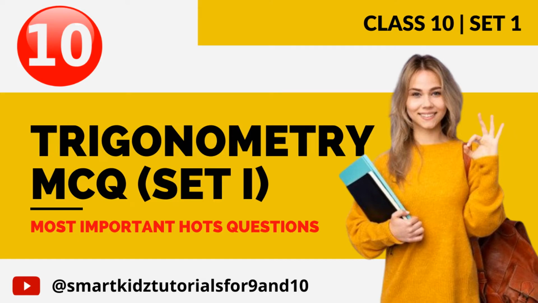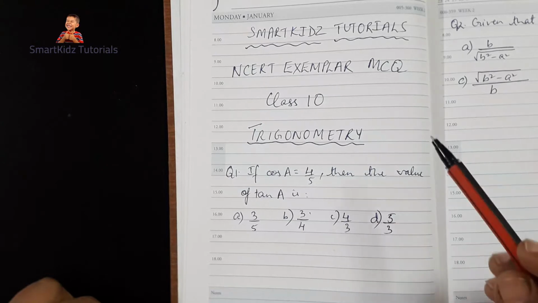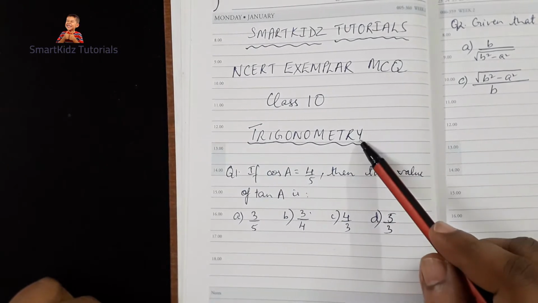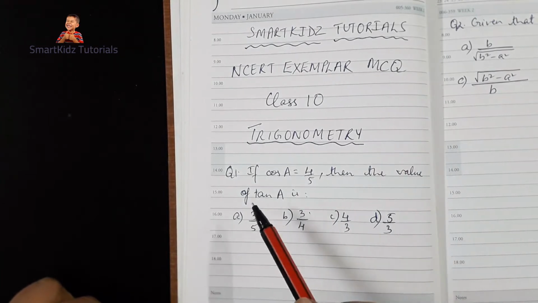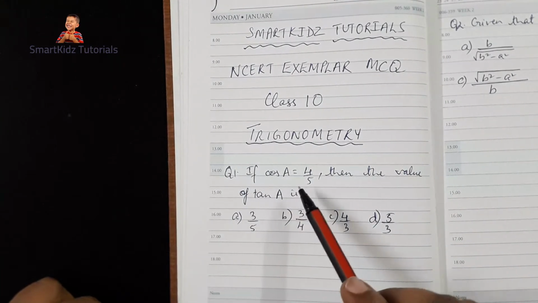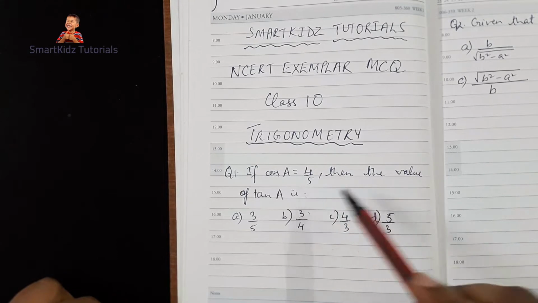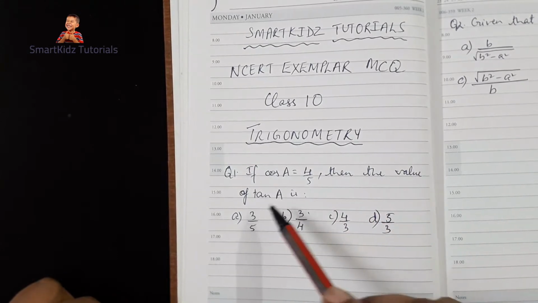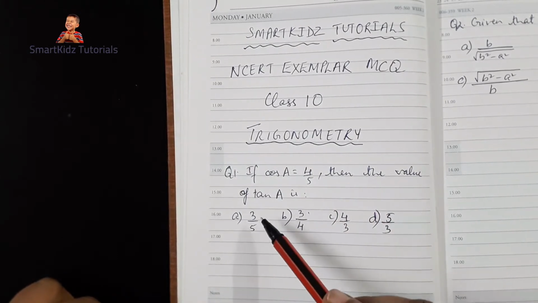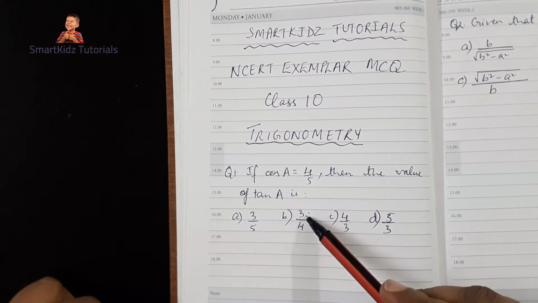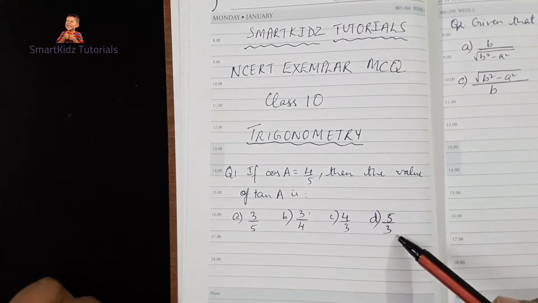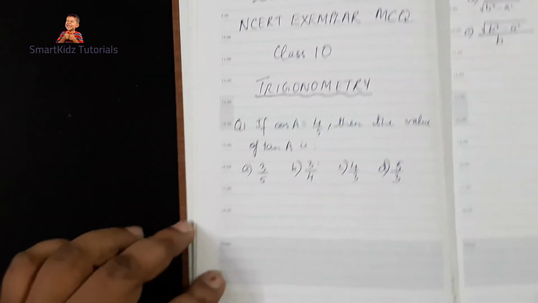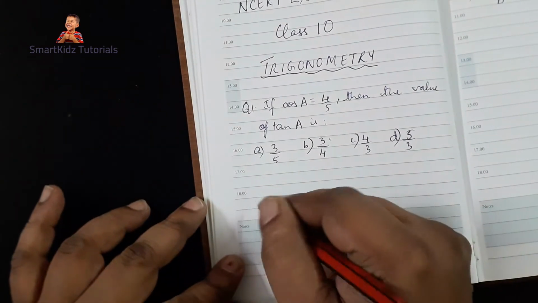In this video we will be solving 10 MCQ questions on trigonometry from the NCERT exemplar book. So let's begin. First question says, if cos A equal to 4 upon 5, then the value of tan A, and the choices given are 3 upon 5, 3 upon 4, 4 upon 3 or 5 upon 3. So let's begin by solving based on what we have been given.